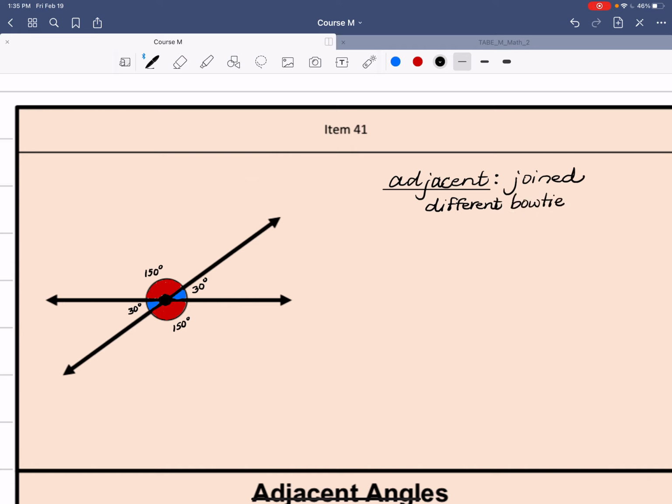In my color picture, red is adjacent to blue. Red doesn't touch red. It touches blue. So if you talk about this in angle terms, I would say that 150 is adjacent to 30.